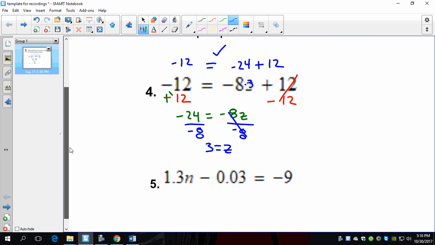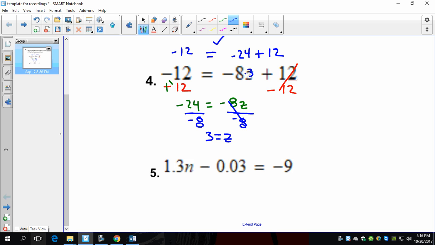We'll scroll down to number 5. Number 5 is 1.3n minus 0.03 equals negative 9. First thing we want to identify, we know our variable is n. Because we're taking away 0.03 or 3/100ths, we want to do the opposite. If I'm going to take it away, I need to add it. So I'm going to add it, and that's going to cancel off.